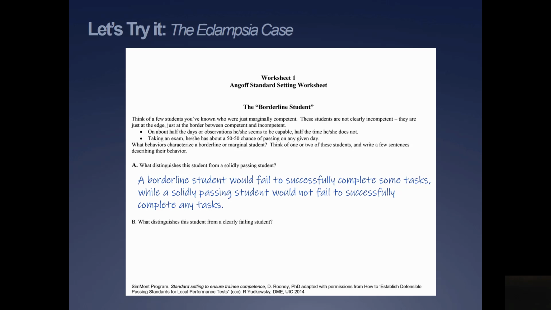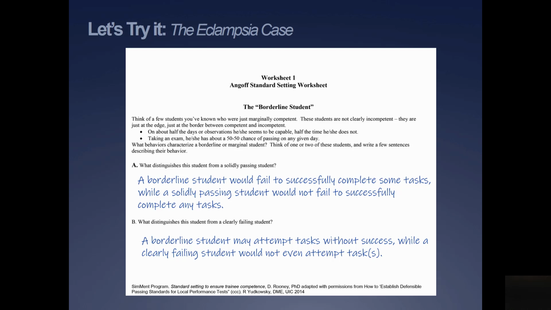Now, item B: what distinguishes a borderline student from a clearly failing student? So we have the top and bottom of these. A borderline student may attempt tasks without success, while a clearly failing student would not even attempt a task or tasks. This is going to be discussed as a cohort, finding out where we are defining the borderline student. We define that borderline student as a group. We write it up on a whiteboard so everyone knows what we're talking about. Sometimes this does take discussion. It almost always takes discussion. So that's hashed out before we actually go into the standard setting.